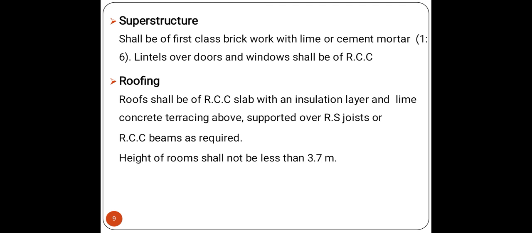Now, in the case of a superstructure for a first class building, it shall be of first class brickwork with lime or cement mortar 1:6. The lintels over doors and windows shall be of RCC. Next, for roofing, roofs shall be of RCC slab with an insulation layer and lime concrete terracing above, supported over RS joists or RCC beams as required. Heights of rooms shall not be less than 3.7 meters.